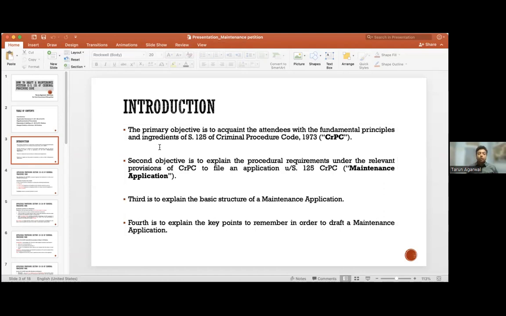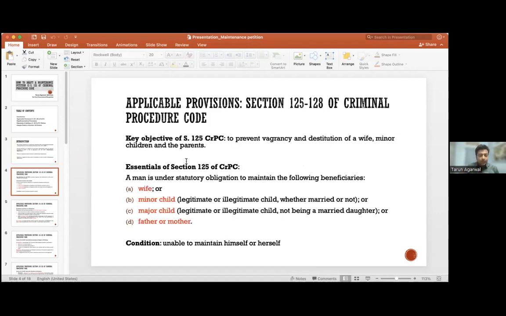So as the jurisprudence has evolved, the primary objective of this application is to safeguard the interest of the children, the wife and elderly parents who are not able to maintain themselves, right? So moving on to the section itself, as I've explained, the key objective is to prevent vagrancy and destitution of a wife, minor children and parents. Now what are the essentials? Who can initiate or file this application?